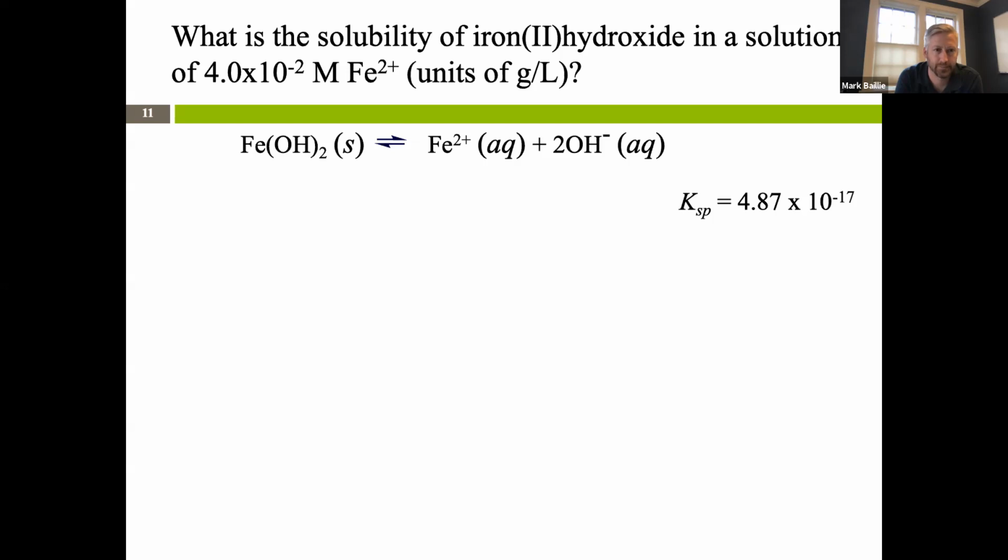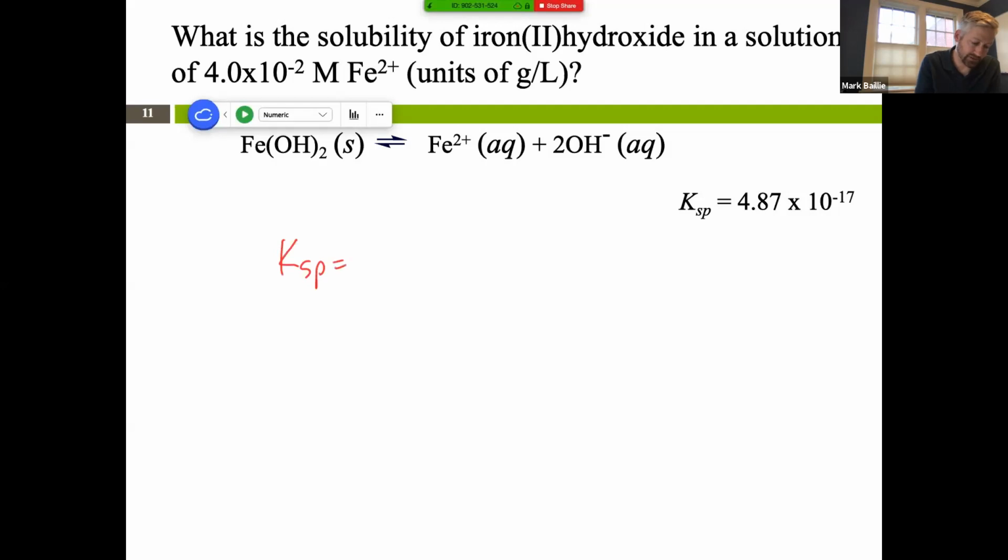Anybody? So it would make it less soluble, right? Why? Because there's already some of the iron ion in the solution, Le Chatelier's principle and all that. Perfect. So if we have our Ksp equals the concentration of iron times the concentration of OH minus squared, we're basically saying we already have some of this. So that's going to have to drive down how much of it can be produced.